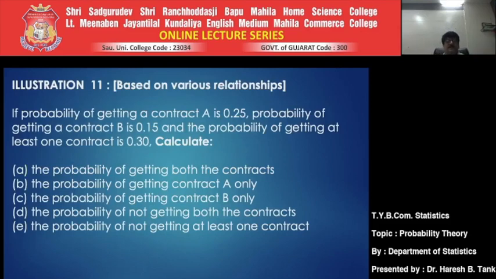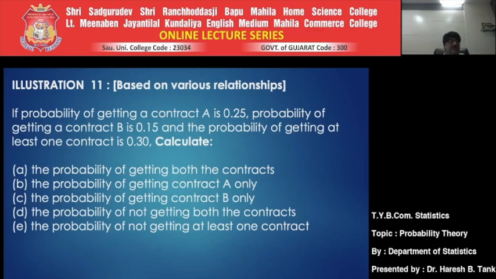Let us suppose the probability of getting a contract A is 0.25. Probability of getting a contract B is 0.15. And the probability of getting at least one contract is 0.30. Now calculate the probability of getting both the contracts, probability of getting contract A only, probability of getting contract B only, the probability of not getting both the contracts, and the probability of not getting at least one contract.